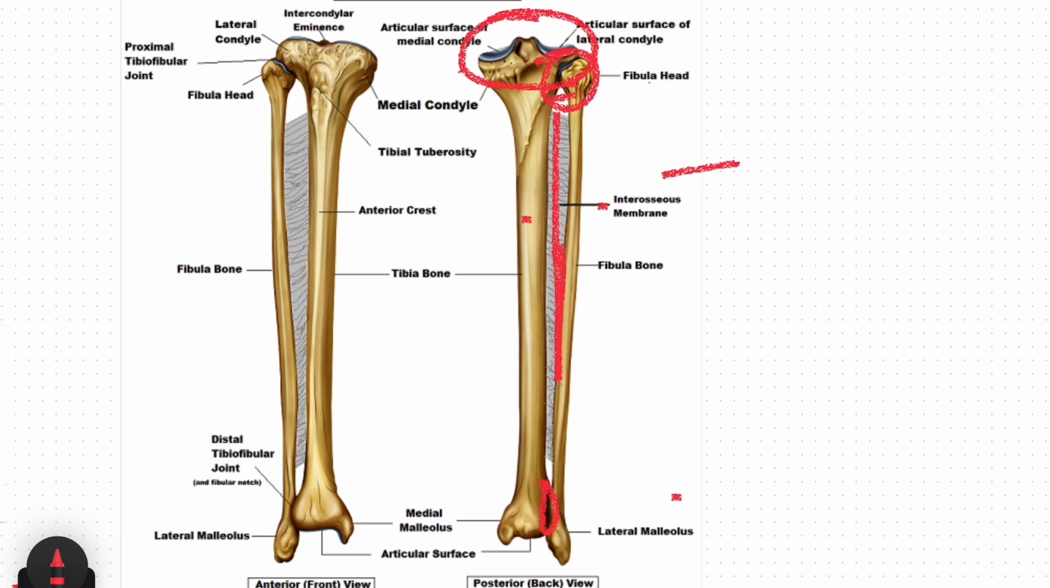Inferiorly, there is an articulation between the tibia and fibula and it forms the inferior tibiofibular joint, which is syndesmosis variety of joint. At the lower end, the tibia articulates with the talus bone along with the medial malleolus and it forms the ankle joint, which is modified hinge variety of joint.